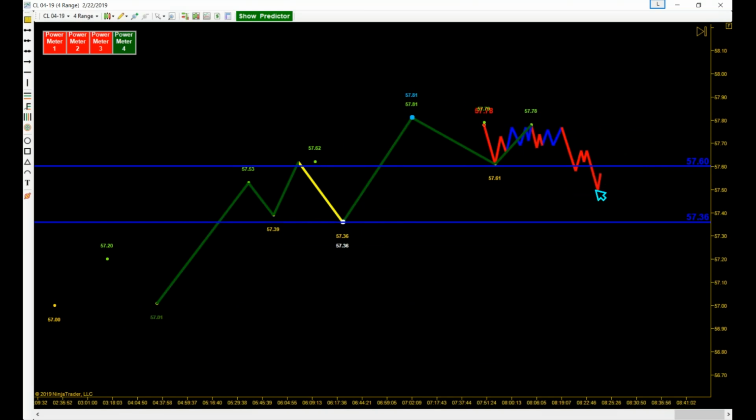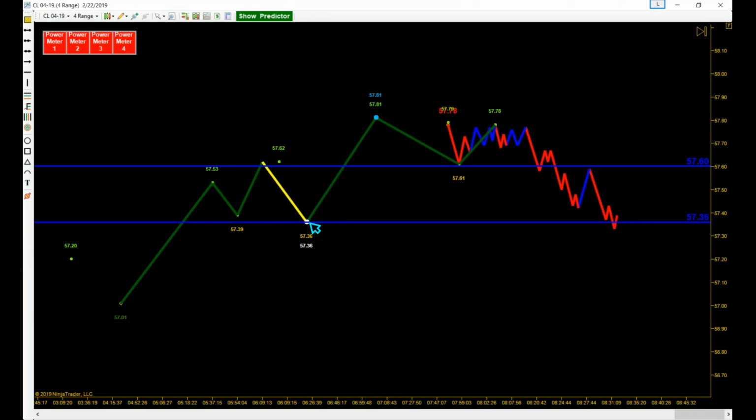So let's say you boxed this in and you shorted it. Anybody remember this? Now, looking to the left to trade the right. Does anybody remember a trade that was actually called in real time in the room?